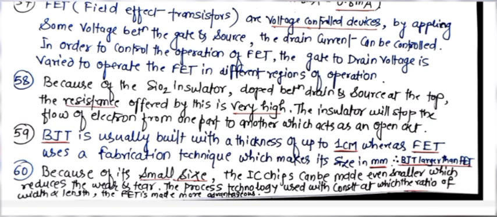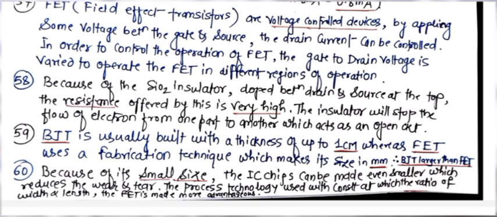Because of the silicon dioxide insulator between the drain and source at the top, the resistance offered by this is very high. The insulator will stop the flow of current from one part to another, which acts as an open circuit.